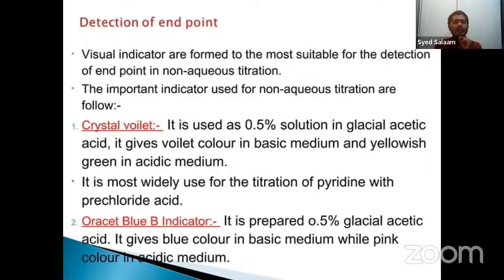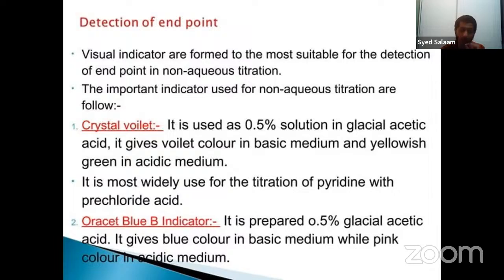So how are we going to detect the endpoint? Visual indicators are most suitable for the detection of the endpoint. The important indicators used for non-aqueous titrations include crystal violet. It is used as a 0.5% solution in glacial acetic acid, and it gives violet color in basic medium and yellowish green in acidic medium. It is most widely used for the titration of pyridine and perchloric acid.